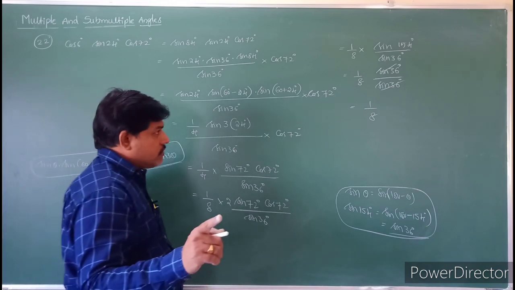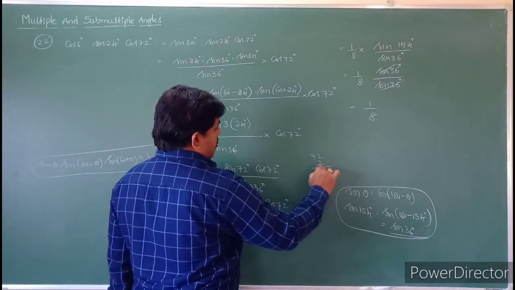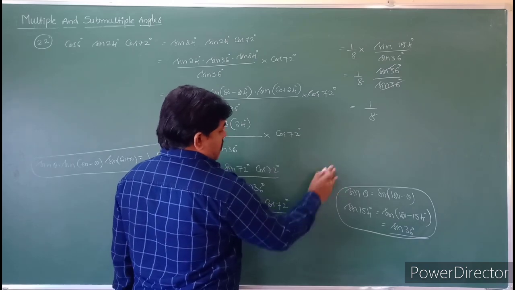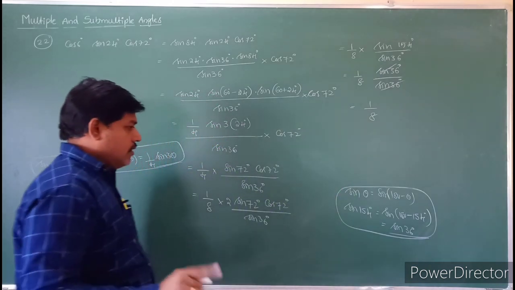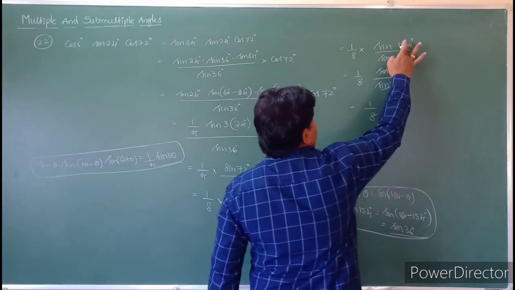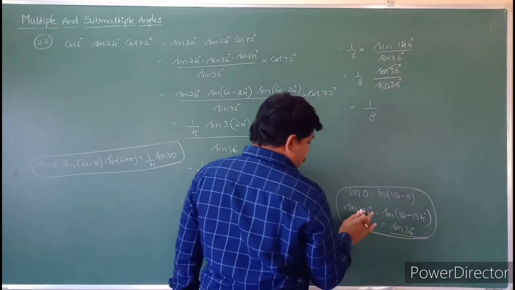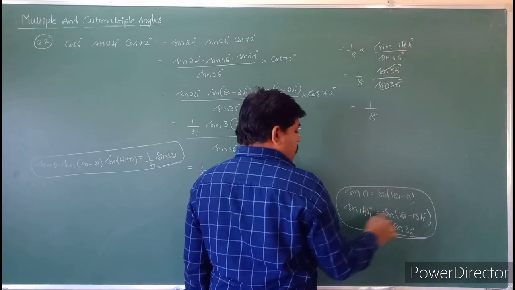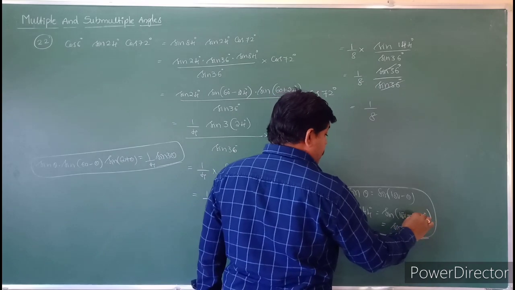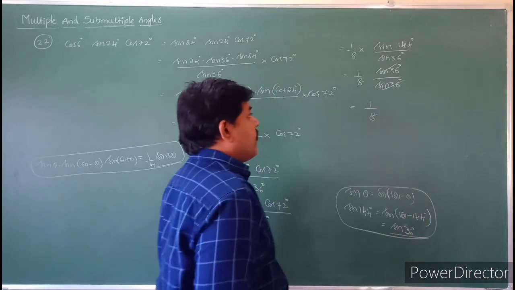So one mistake is that 72 into 2 is nothing but 144 actually. So see these, students here. It is not 154 actually, it is 144. That's why I am getting the mistake here. So this is the 144. 180 minus 144, that is nothing but 36. Okay. So that is not 154, students.